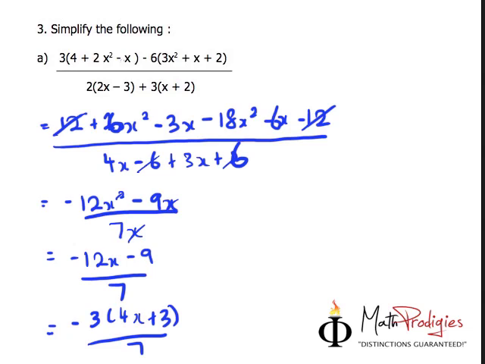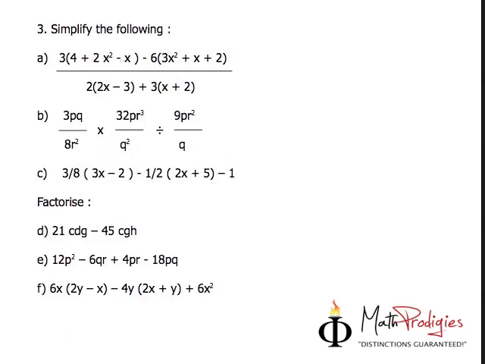So basically that's it for the first one. Let's move on to part B. Part B, it says 3pq, and so on. Basically this is very, very simple. All you have to do is understand that this divide can be converted into a multiply. All you have to do is inverse this and inverse this.